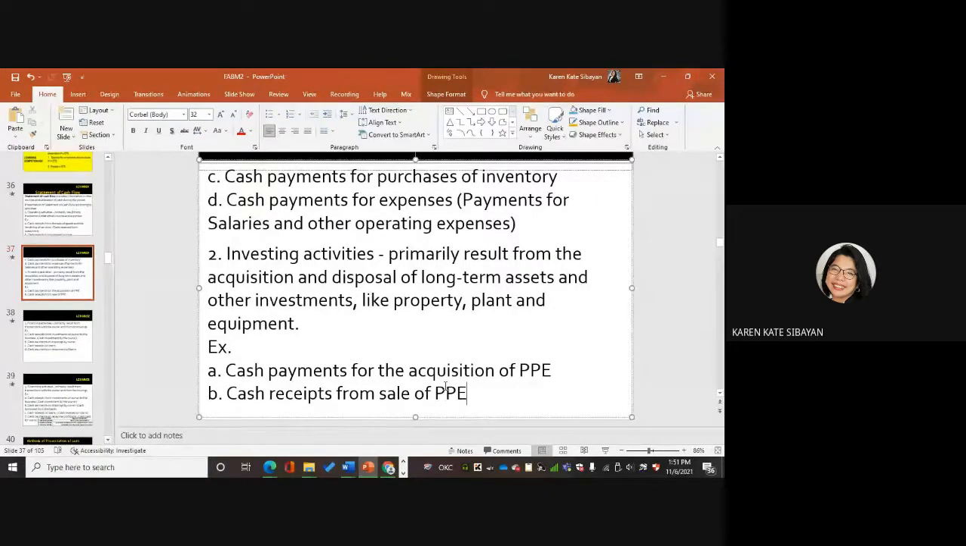Those are inflows. So these are the proceeds from selling productive assets. It can be your land or building. Another inflow is proceeds from the sale or discounting of loans made by the enterprise.